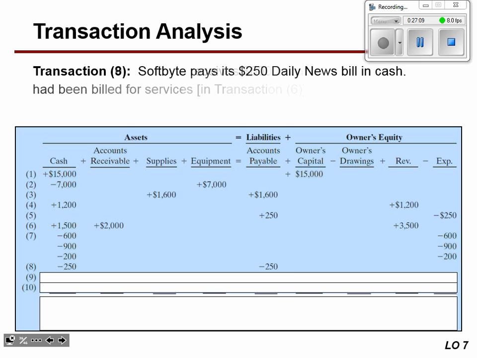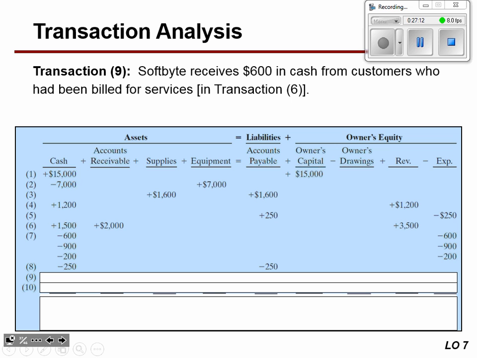Number 9. Ooh. SoftBite received $600 in cash. There's one of the players. From customers who had been billed from transaction 6. It's good, but why isn't it great? It's not the whole bill. Our accounts receivable department better step up their game. Okay, I see 2 assets happening here and nothing else. What are we going to see with operators? We got some cash and the AR went down slightly. Could have been better. The last one, a drawing. Okay, good.